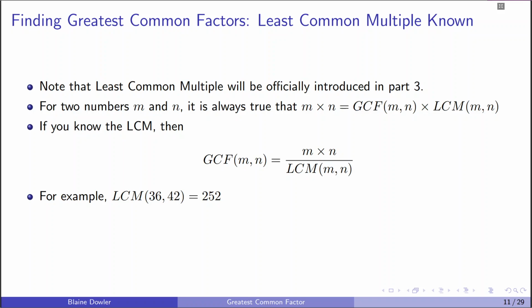So if you have, say, 36 and 42, and you somehow already know that their least common multiple is 252, then you could say 36 times 24 divided by 252. You work that out, and 6 is the greatest common factor of 36 and 42.